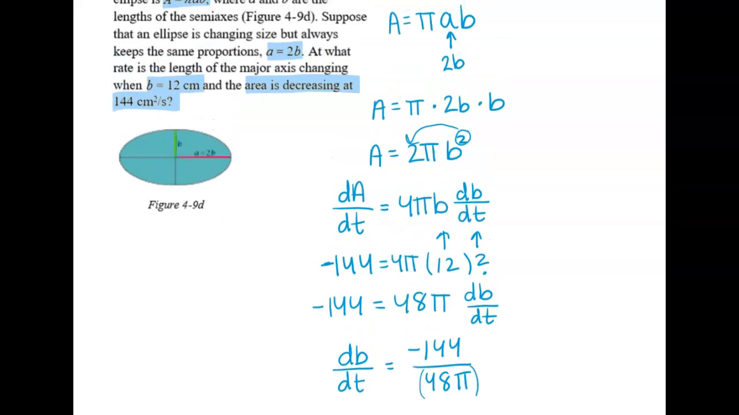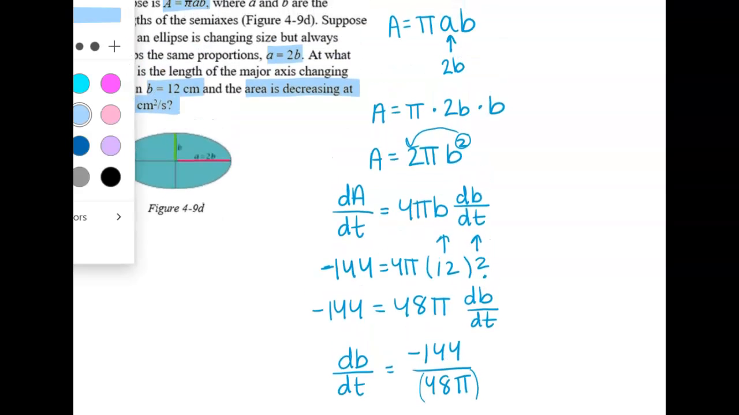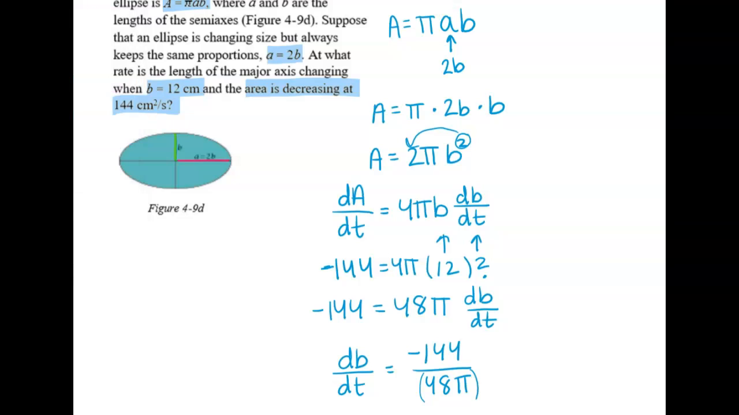So now let's look at what we're actually trying to find. We want to know at what rate is the length of the major axis changing when all this is true? Well, the major axis is bigger than minor. That's kind of the big thing here. So this is the major axis. The vertical one, because it's shorter, would be the minor axis. So the length of that is actually 2 times 2b, which is 4b.